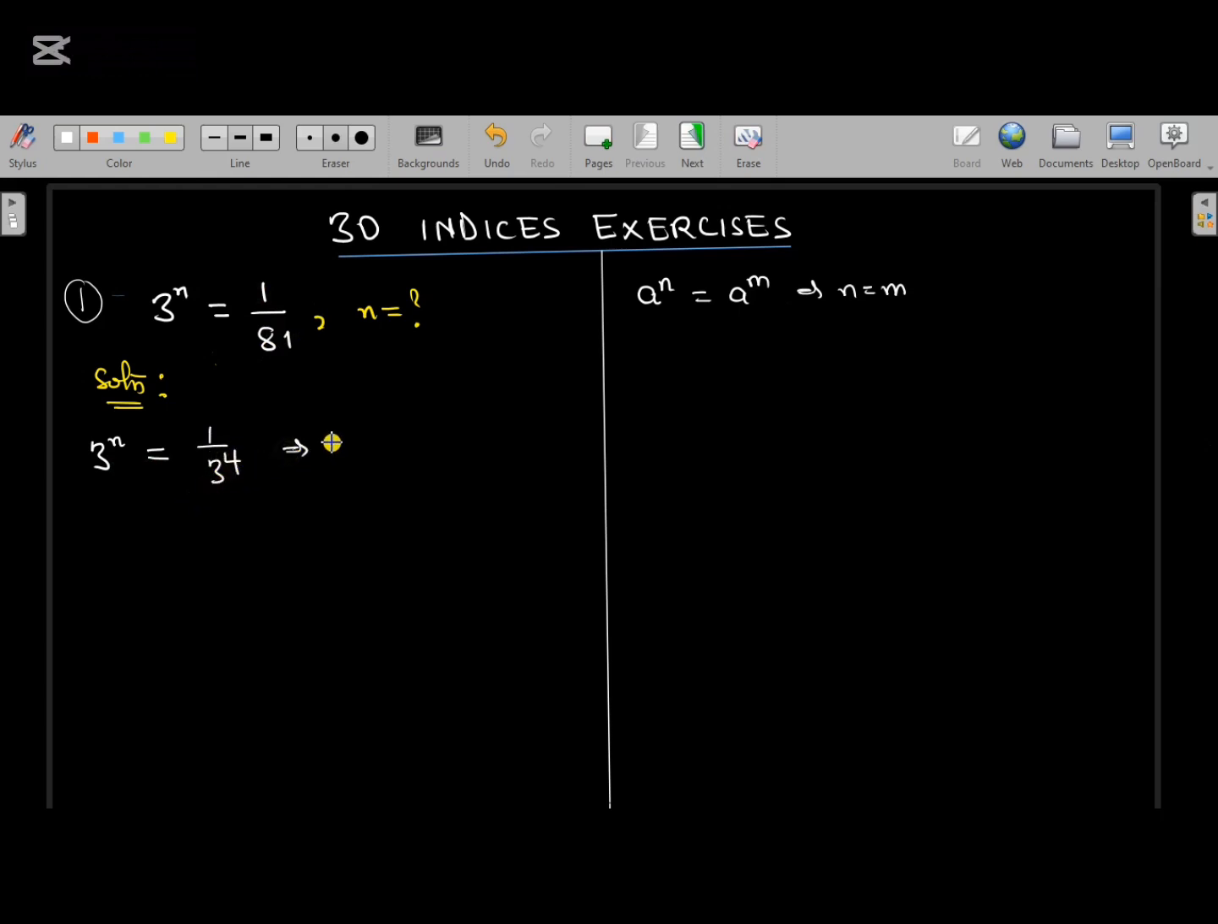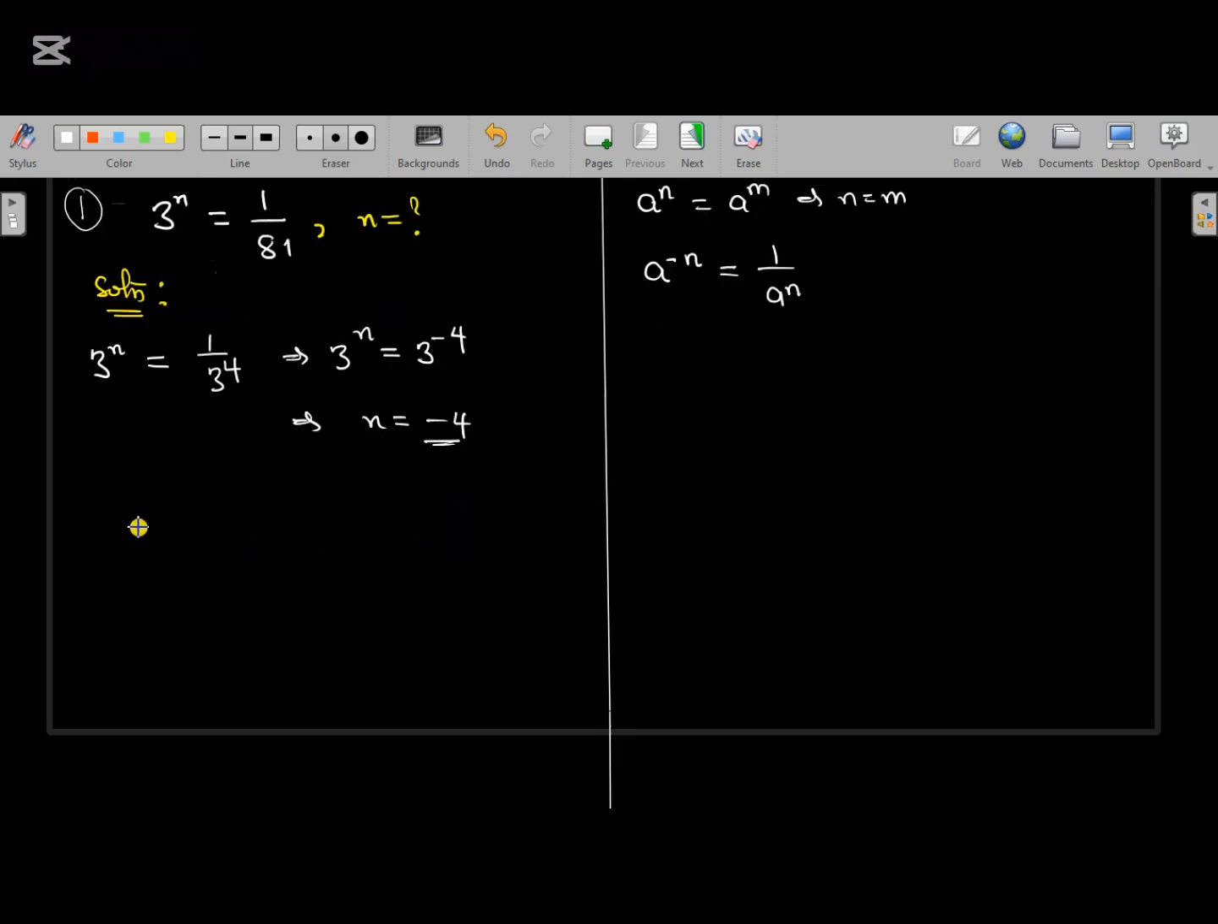And so if that is true, then 3 raised to the power of n is equal to, on this other side, 3 to the power of minus 4. How did we get that? Because we are also told that if we have a to the power of negative n, that is the same thing as 1 over a to the power of positive n. And of course we can go in the opposite direction, and so that means that n is equal to negative 4. So that's the solution to problem number 1.